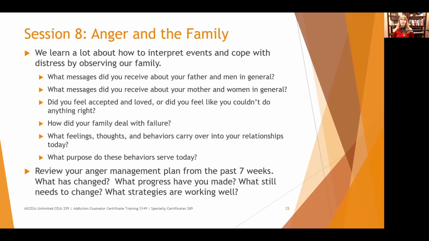What messages did you receive about your father and men in general from your family? What messages did you receive about your mother and women in general? Did you feel accepted and loved, or like you couldn't do anything right and you were constantly having to try to earn validation? How did your family deal with failure? And are your negative tapes prompting anger because you're hearing criticism constantly in your mind? What feelings, thoughts, and behaviors carry over into your relationships today?